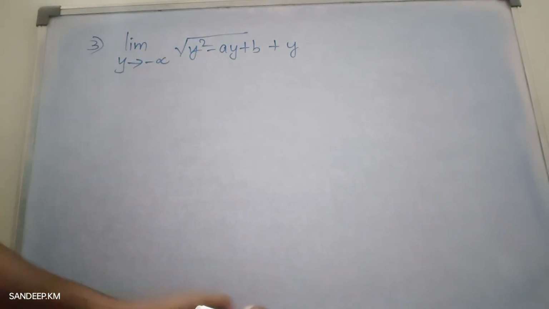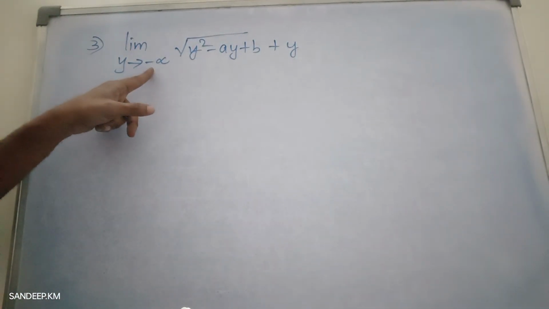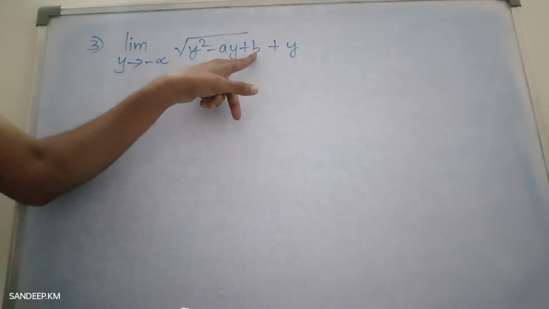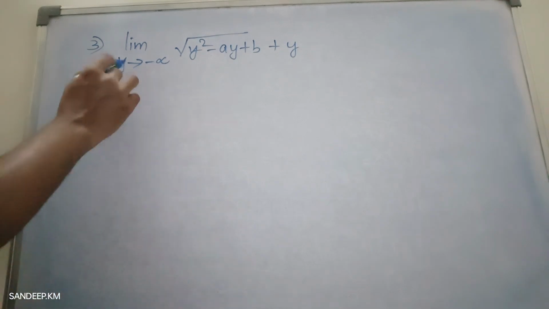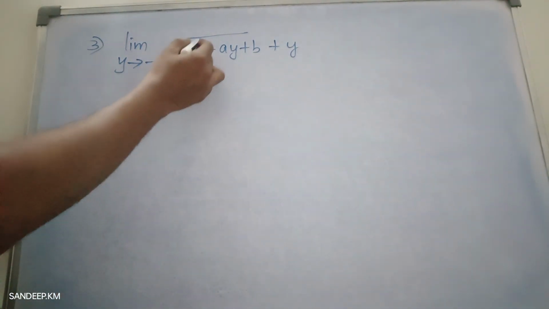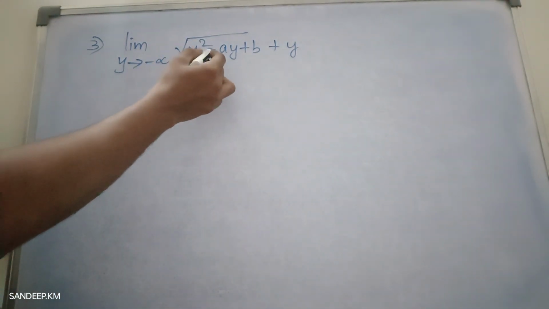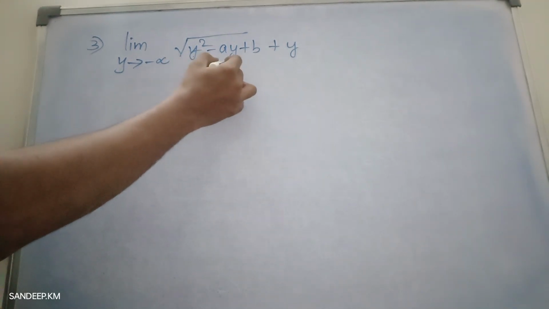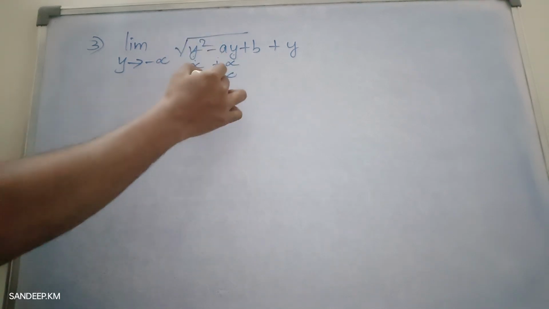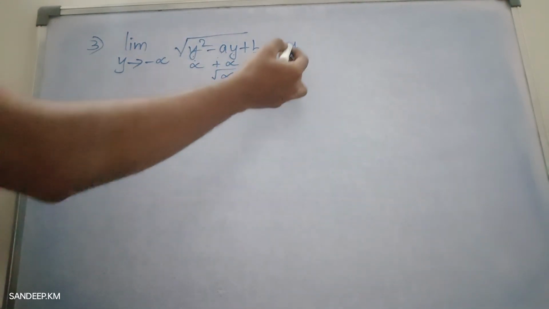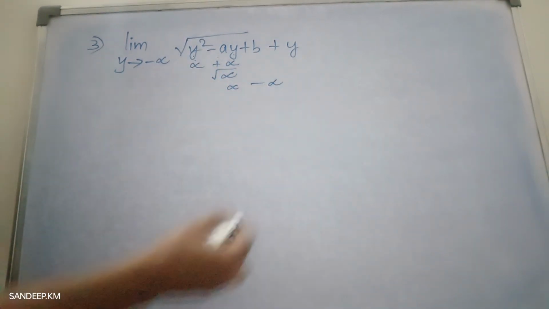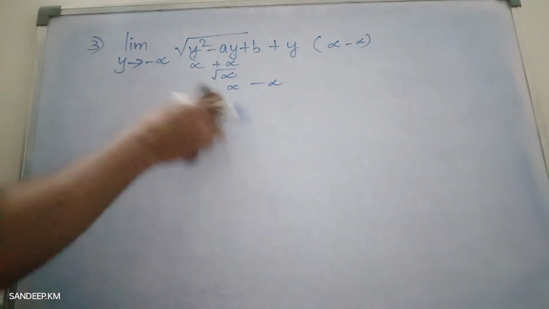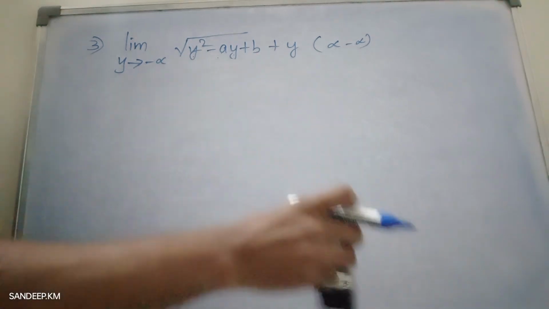So here is our third question. Limit y approaches minus infinity, root over y square minus ay plus b plus y. Okay, now if you substitute y as minus infinity, whole square is infinity, minus a into minus infinity is plus infinity, infinity plus infinity plus b will be infinity, under root infinity is taken as infinity and y is minus infinity. So this question is again in the form of infinity minus infinity. So let us see how to solve this particular question.